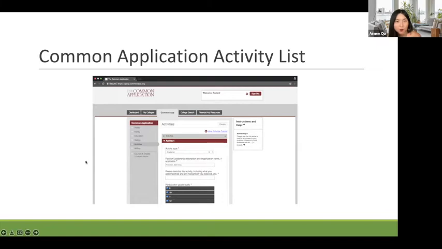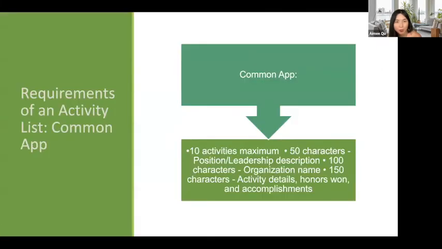And it's different from school to school and app to app. The Common App has these requirements. You get 10 activities maximum. So if you do 30, you have to select 10. You should also not be doing 30. I think that's already a warning sign that something went wrong.